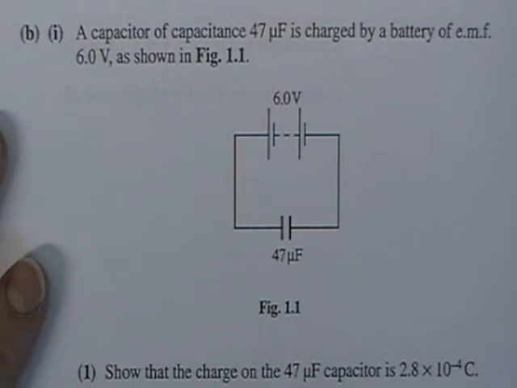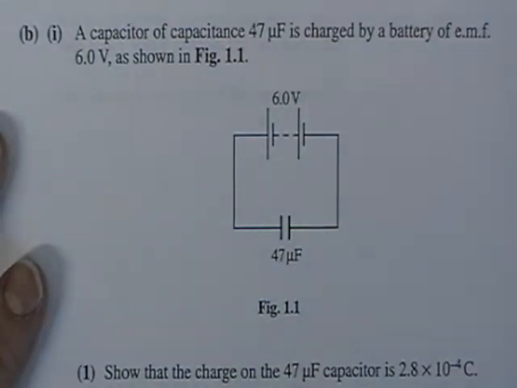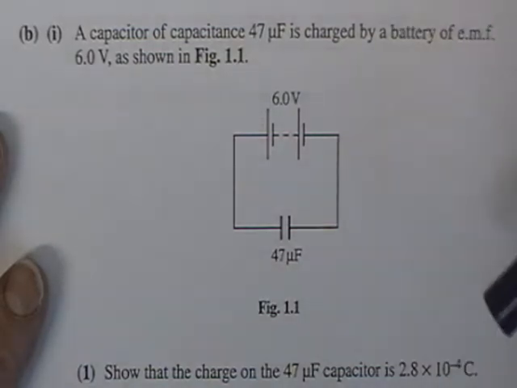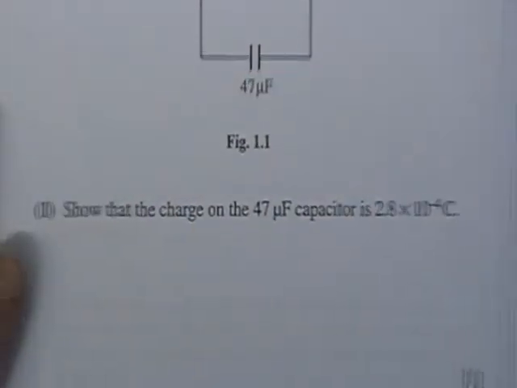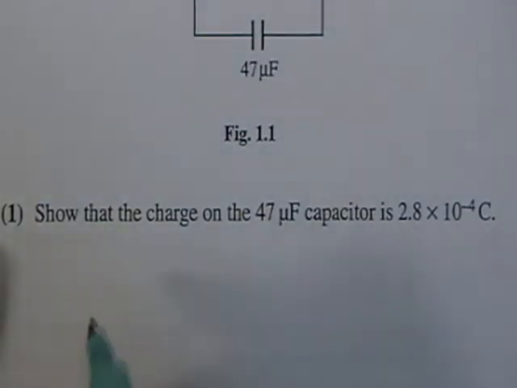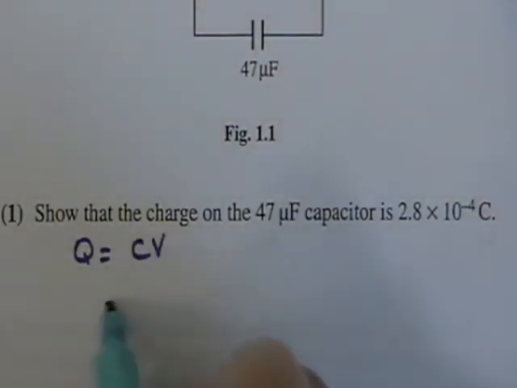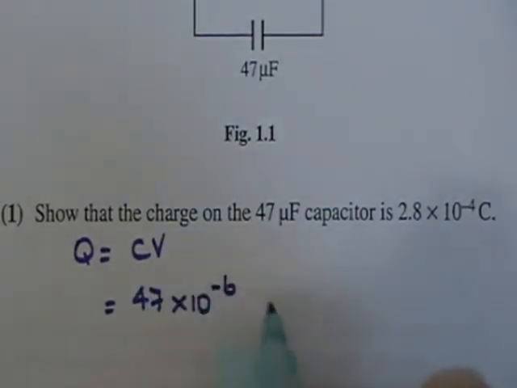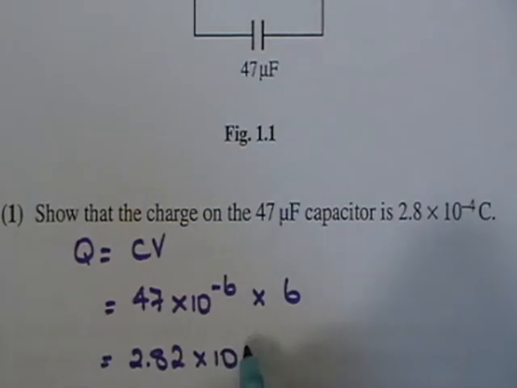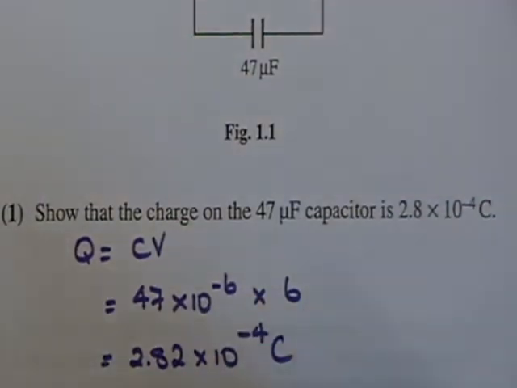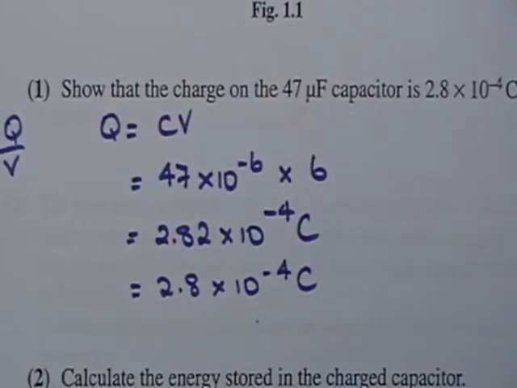B, part 1, a capacitor of capacitance 47 microfarads is charged by a battery of EMF 6 volts as shown in figure 1.1. Show that the charge on the 47 microfarad capacitor is 2.8 by 10 to the minus 4 coulombs. Just scan it a wee bit. So all you have to do there then is use your equation. C is equal to Q over V, but we're looking for Q, so Q is equal to CV, and that's 47 microfarads, and we know it's charged to 6 volts, and that gives you an answer of 2.82 by 10 to the minus 4. Now, in the question, everything's to two significant figures, so if I just round that up, that's your answer there, 2.8 by 10 to the minus 4 coulombs.